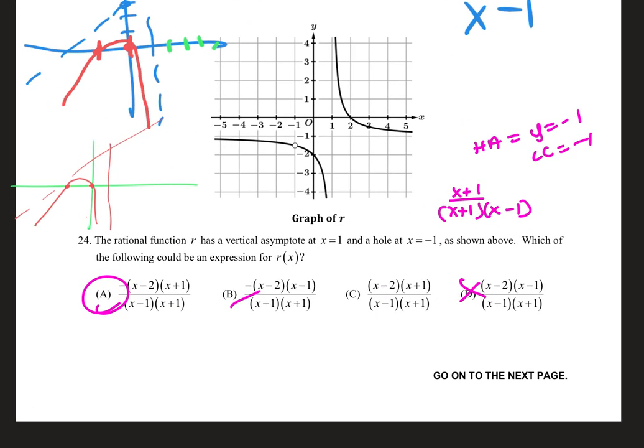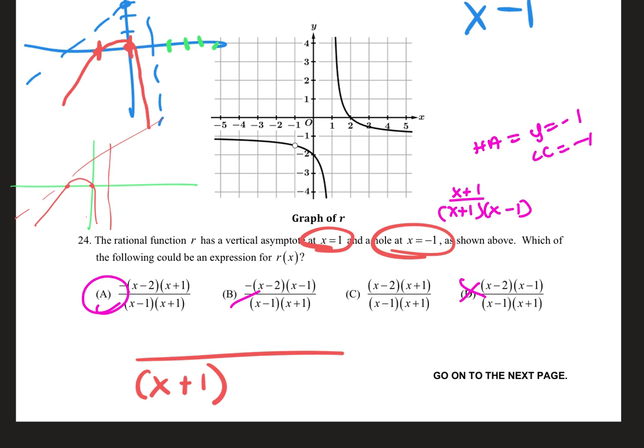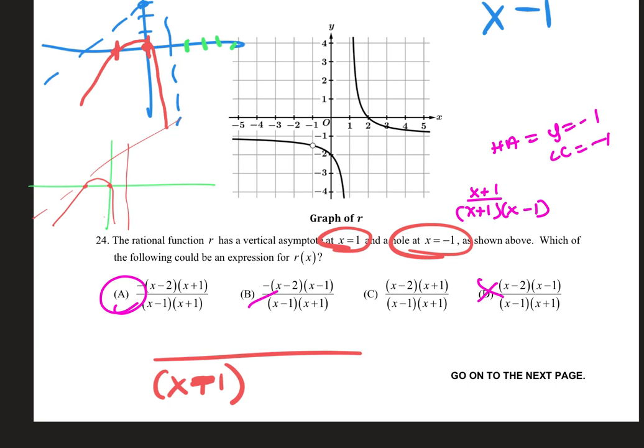24 said it has a vertical asymptote at x equals 1 and a hole at x equals -1. So that means in the bottom I've got an x plus 1, right? And it means at some point I had an x minus 1 because it's a vertical asymptote. And it means at some point I had an x plus 1 in both the top and the bottom. So when you look through your answer choices, there were 2 like that. They had an x plus 1 and an x minus 1, and an x plus 2 and an x minus 1.